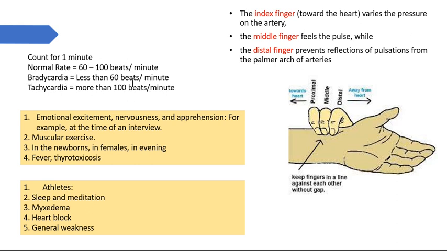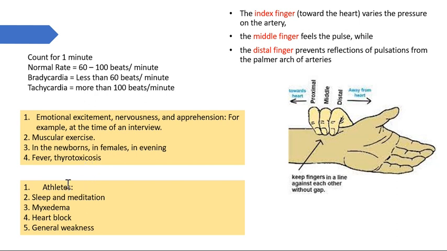Bradycardia is when we have less than 60 beats. Tachycardia is when we have more than 100 beats per minute. And you can be asked what the different conditions of tachycardia and bradycardia are. So tachycardia can occur in emotional excitement, nervousness, apprehension. For example, when we have an interview, we have tachycardia. Also in muscle exercise, in newborns, in females, and in the evening we have tachycardia. In fever or thyrotoxicosis, we have tachycardia.